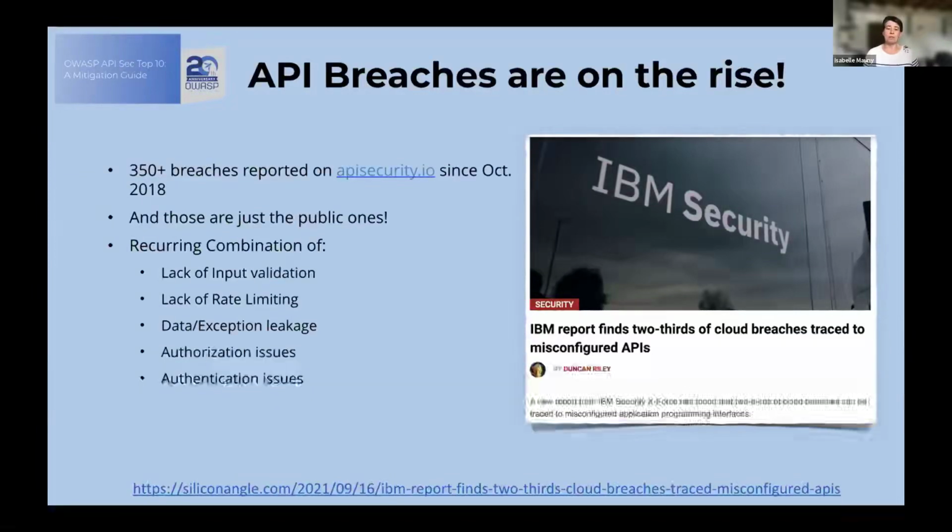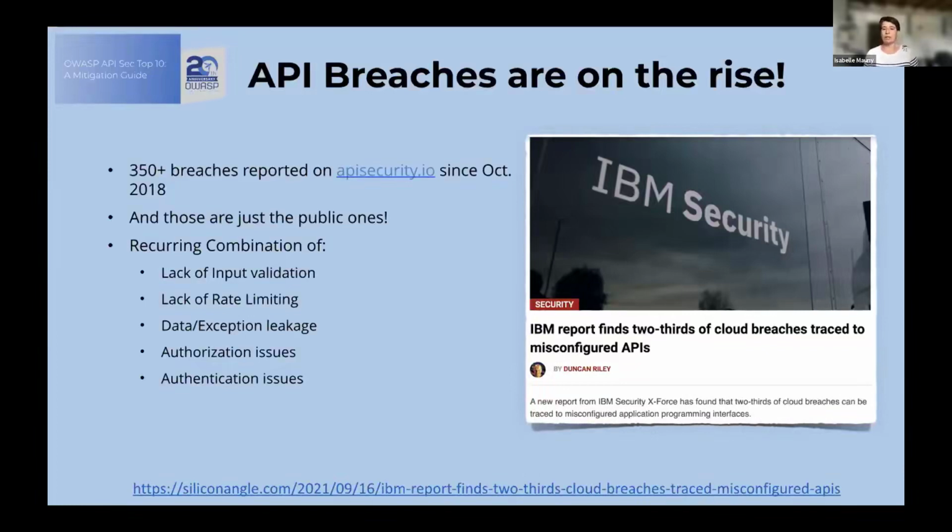At 42Crunch, we have an API security platform. We also do a lot of community education, and we have a specific dedicated site called apisecurity.io. You may have heard about it. This is completely non-marketing, just pure education, collaboration and community. And in there, we very regularly report on breaches and recommendations, etc.